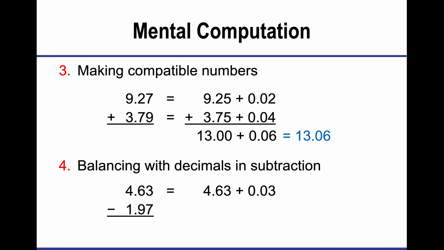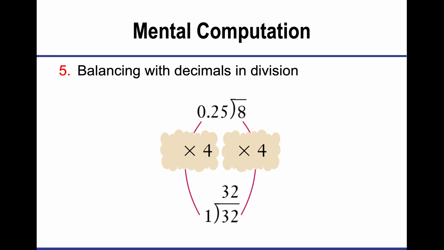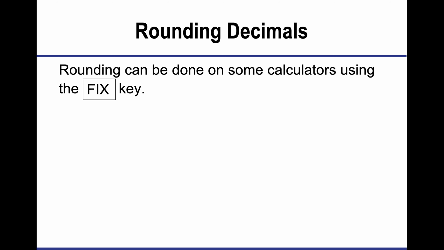The same thing happens when I'm subtracting. I can do that same breakdown to force a whole number and to get my final answer. Now, if I want to balance with decimals in division, I know that if I take 0.25, I could move the decimal 2 places to the right. That absolutely could happen. But I know that if I just multiply it by 4, 0.25 times 4 is 1. So that's a strategy you could use here because you've got a quarter basically.